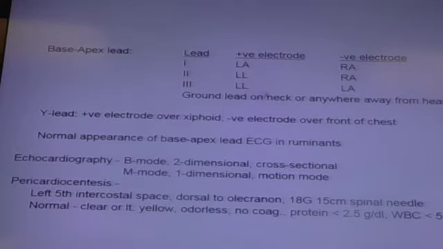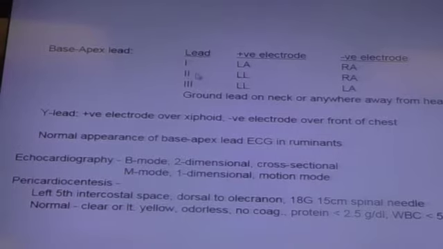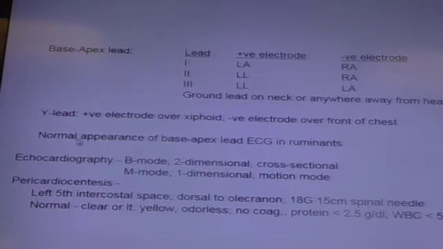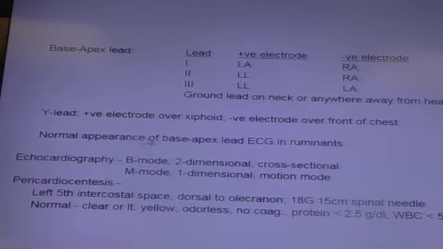I'm kidding. The take-home message is that we typically use lead 2 in large animals. That's the take-home message. All right? And I showed you the normal appearance in the ruminants. Any other questions about ECG?